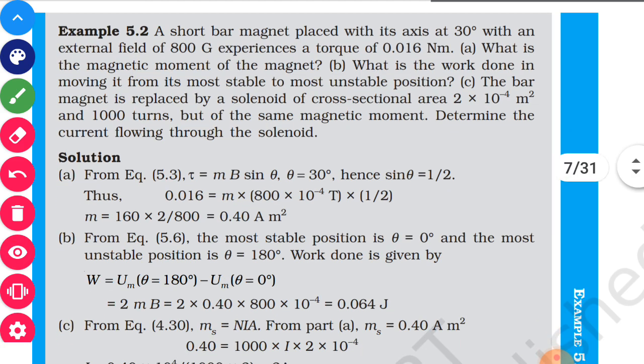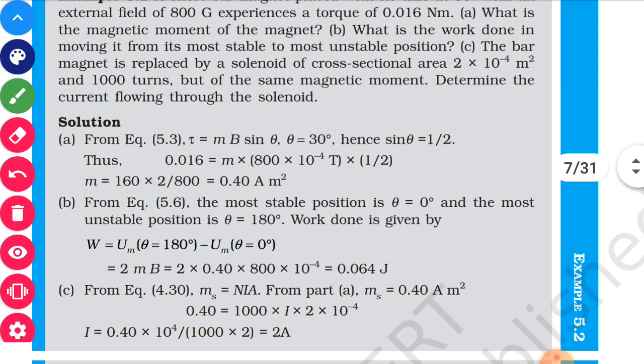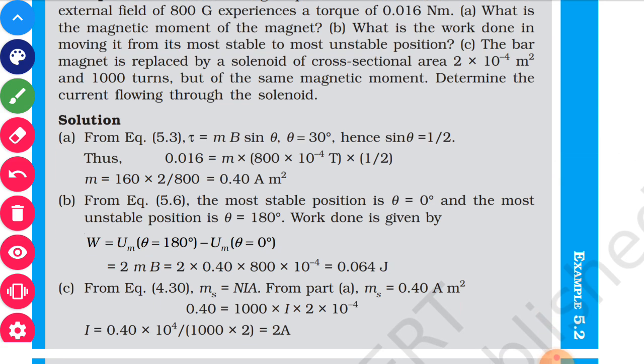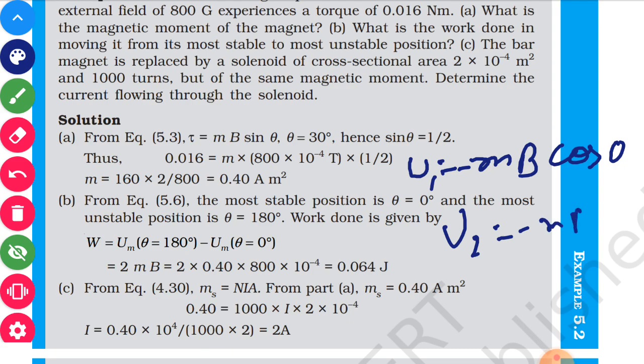Then the second question is given: what is the work done in moving it from the most stable to the most unstable position? Most stable means theta is 0. Most unstable means theta is 180 degrees. So U1 is initially minus mB cos 0, and U2 is equal to minus mB cos 180, and cos 180 is minus 1. So U2 will become positive mB.